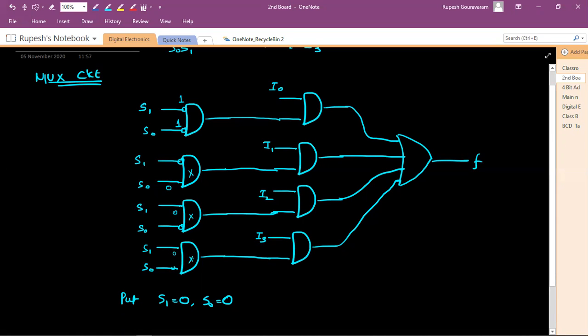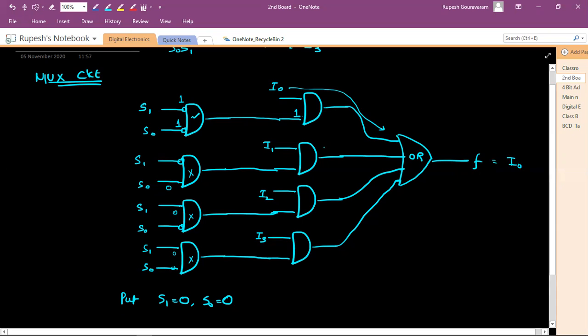Both are 0, so this also is deactivated. Only this will be active. And when this is active, this supplies 1 here. And when 1 is supplied here, only I0 goes into the circuit. And this is an OR gate. As an OR gate, one of the inputs is I0. So F becomes I0. Okay. So that's how it works. So now if S1 is equal to 0 and S0 is equal to 0, F is I0.